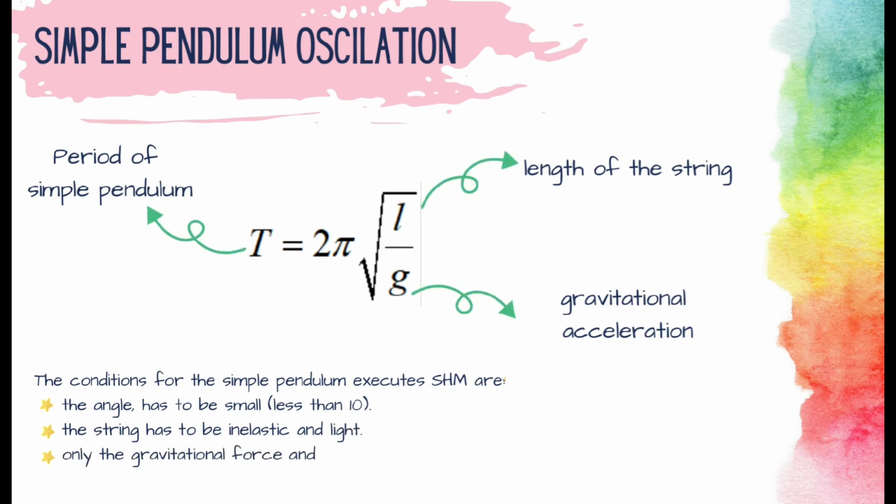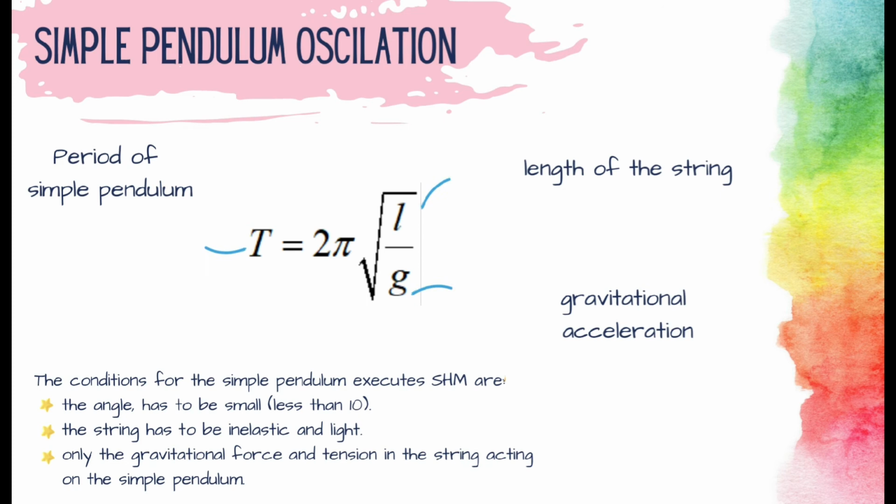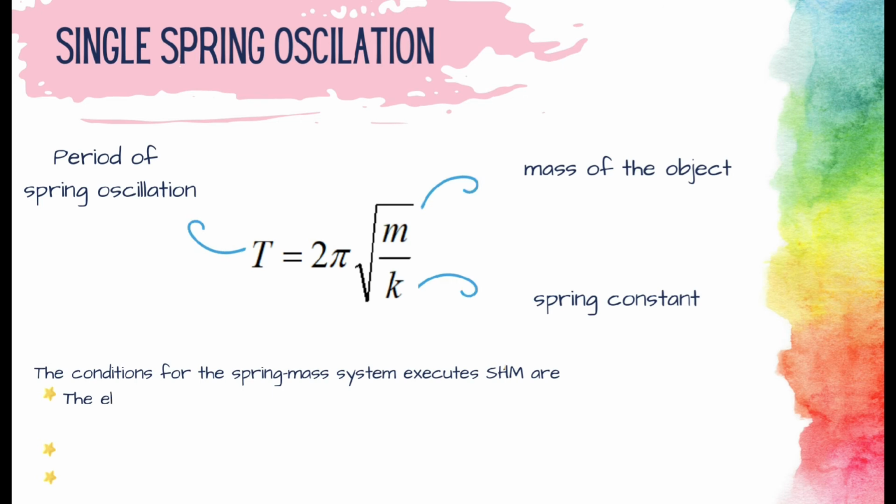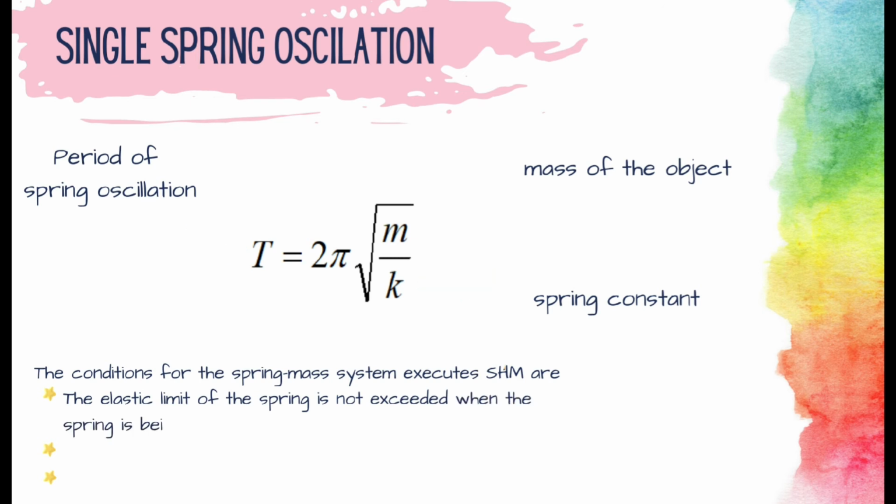The first one is the angle has to be small, meaning less than 10 degrees. The string has to be inelastic and light. And the last one is only the gravitational force and tension in the string acting on the simple pendulum. And the next one is period for single spring oscillation. We can use this equation. T is equal to 2 pi square root of m over k, where T is the period of spring oscillation, m is the mass of the object, and k is the spring constant.